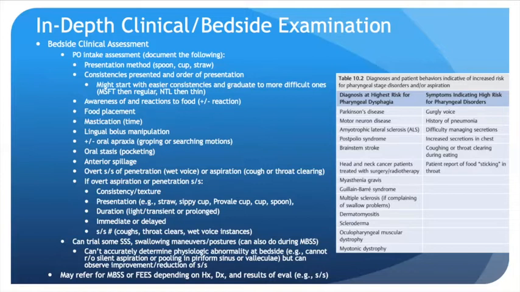You might observe their awareness of and reactions to food. Do they have a reaction to the food? The food placement, look at the mastication time, look at their ability to manipulate the bolus with their tongue. You might look for signs and symptoms of oral apraxia, so any kind of groping or searching motions. You might look for oral stasis or pocketing in the oral cavity, anterior spillage, due to incomplete lip closure or seal during mastication and swallowing.